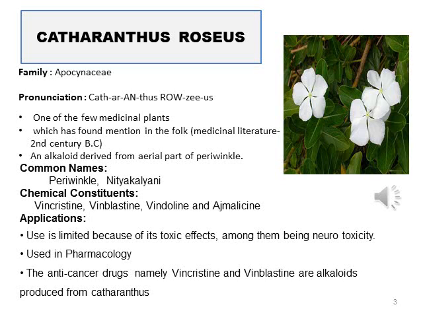Catharanthus roseus, family Apocynaceae, is one of the few medicinal plants which has found mention in the folk medicinal literature of the 2nd century before Christ, and alkaloids derived from the aerial part of the Periwinkle. Common names: Periwinkle. Chemical constituents: vincristine, vinblastine, indolin, and ajmalicine. Applications: used in pharmacology, the anti-cancer drugs, namely vincristine and vinblastine, are alkaloids produced from Catharanthus.